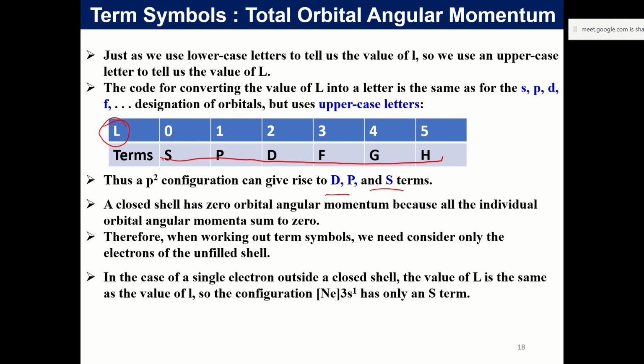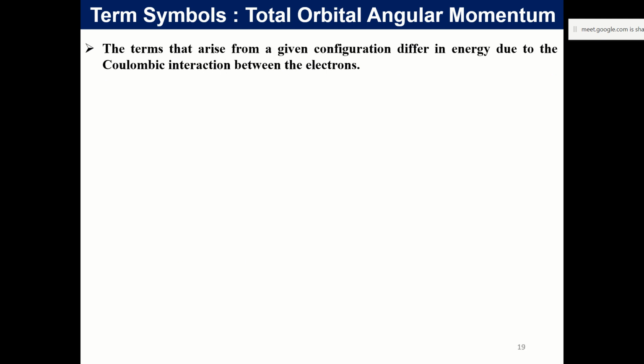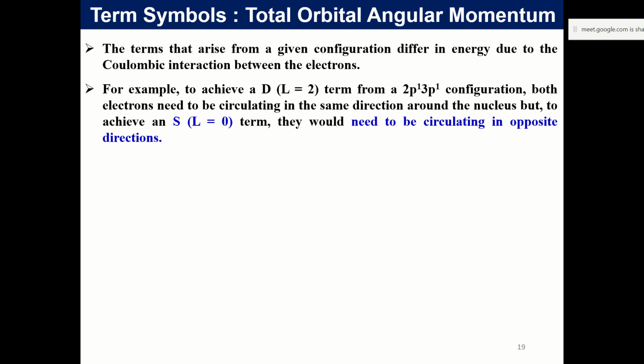And then you have to take only the electron that is outside the closed shell. In the closed shell, the filled shell, everything will cancel out, and what remains, so this is your sodium. Only one electron is there, so the sum of L1 plus L2 will be 0, so it will be an S term, capital S term.